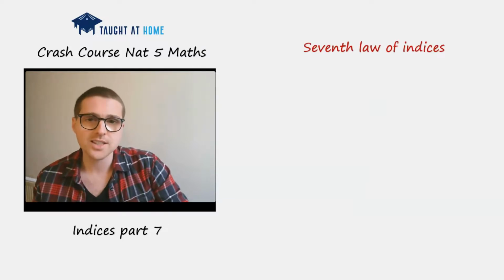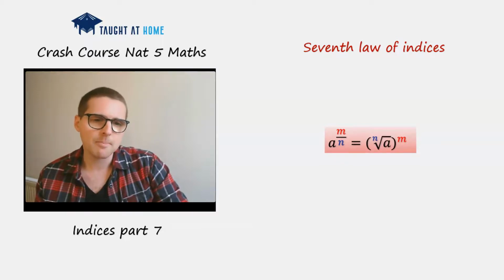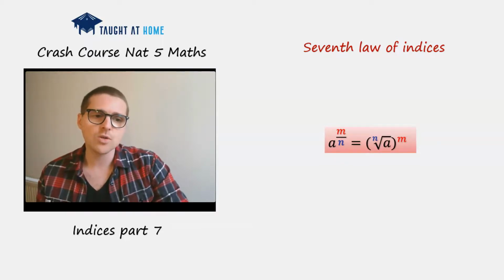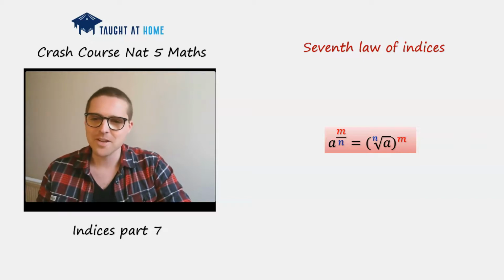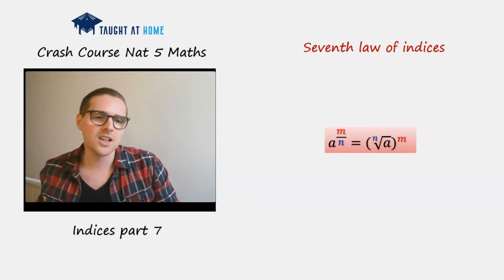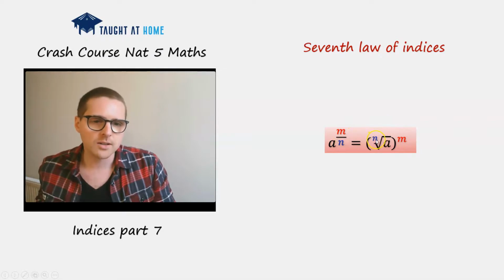So this brings us to the 7th law of indices, which states that a to the power of m over n is the nth root of a, raised to the power of m. It's a bit of a mouthful to say, so it takes a bit of time and practice to get. A lot of the time you might forget which of these two goes here and which goes there. So the denominator is the nth root, and the number at the top, the numerator, is what everything is being raised to the power of.